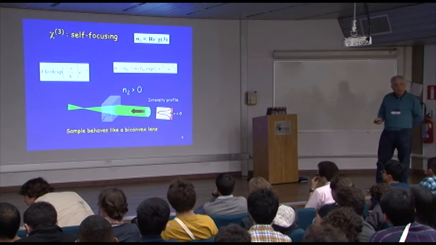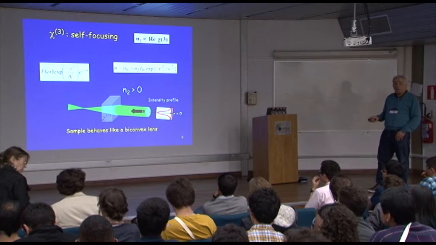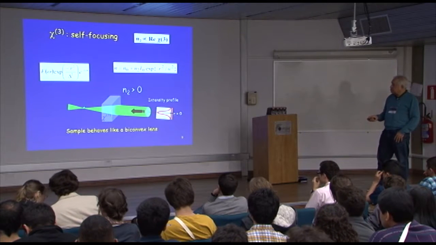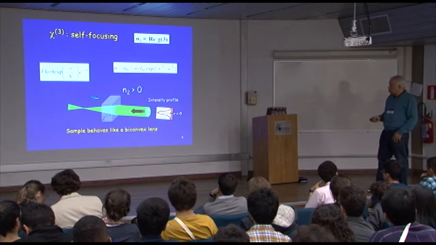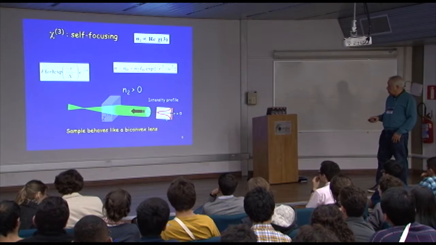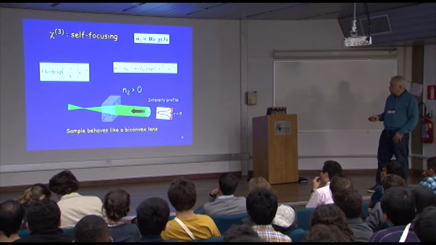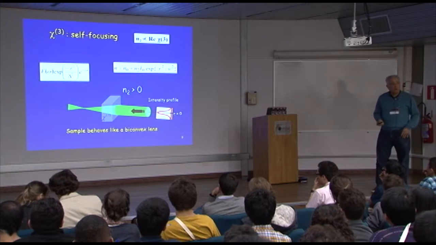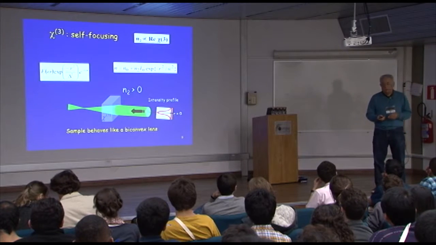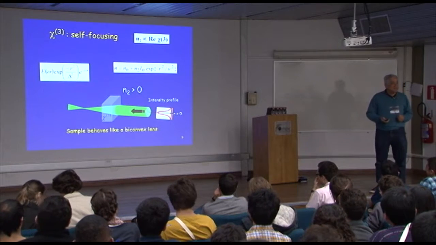through a sample like that, with parallel faces, is focused at some distance here, which depends on the intensity of the beam. So if you come with a Gaussian profile, for example, in here, and you have N2 positive, for example, the sample will behave like a biconvex lens. Okay.